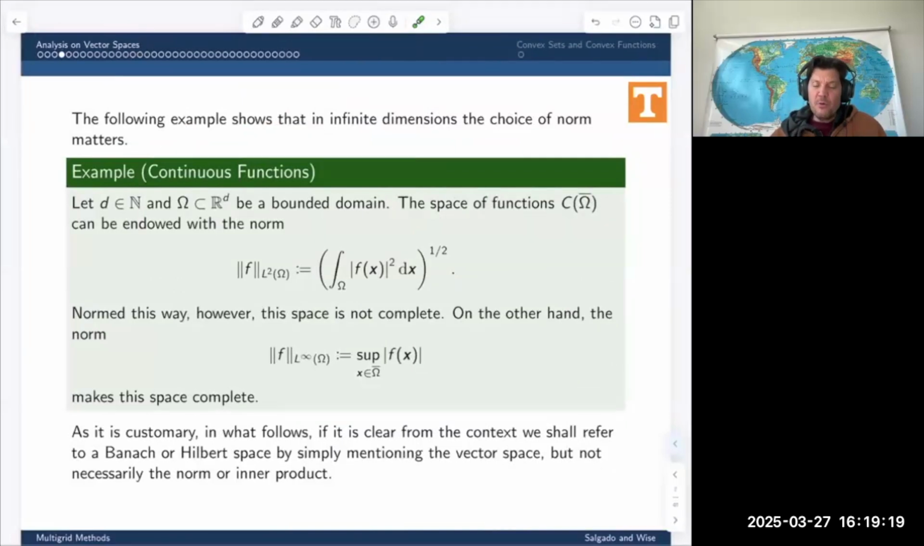So here's an example that shows that in infinite dimensional spaces, the choice of the norm matters. Okay, in infinite dimensional spaces, the choice of the norm matters. So I had better come up with an infinite dimensional space to make this case. And so the one I'm going to use is the space of continuous functions on some set omega over bar.